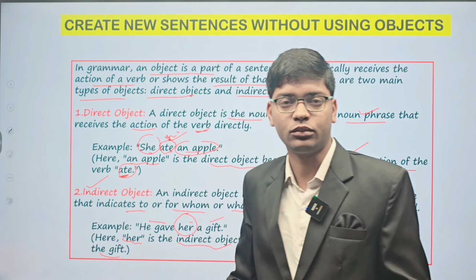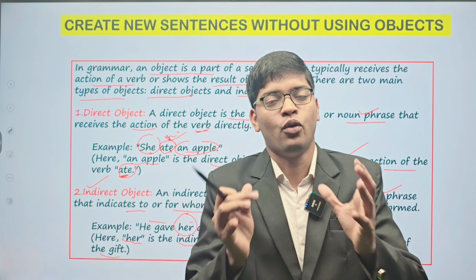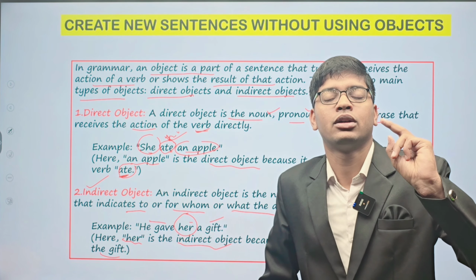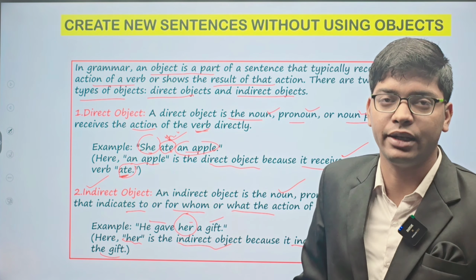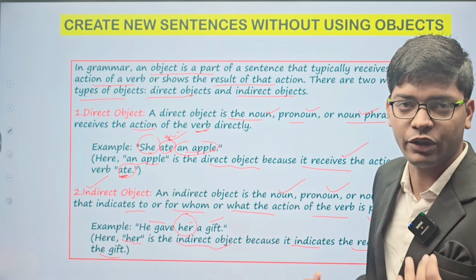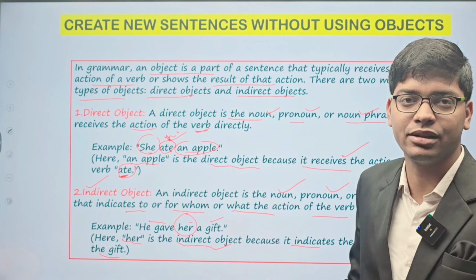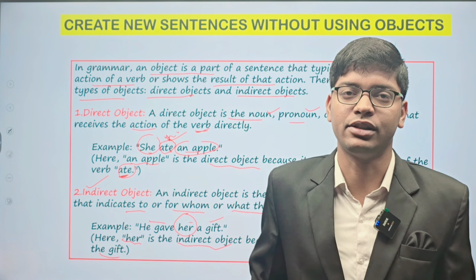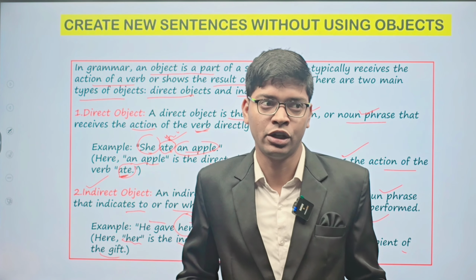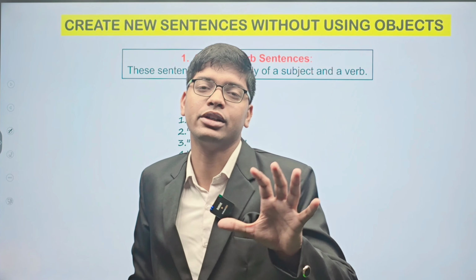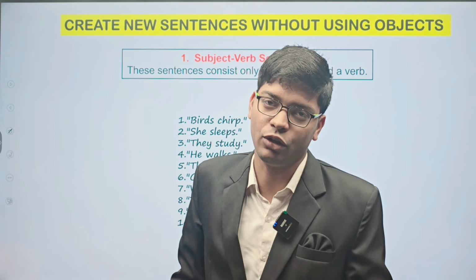I hope you guys understand what is an object. Objects are of two types: direct object and indirect object. Those are all the definitions. So let's start to create new English sentences without using an object. I have eight ways to create new English sentences without using any object.